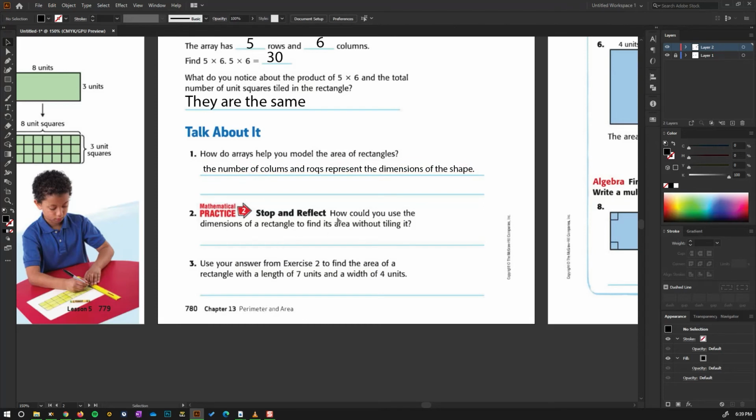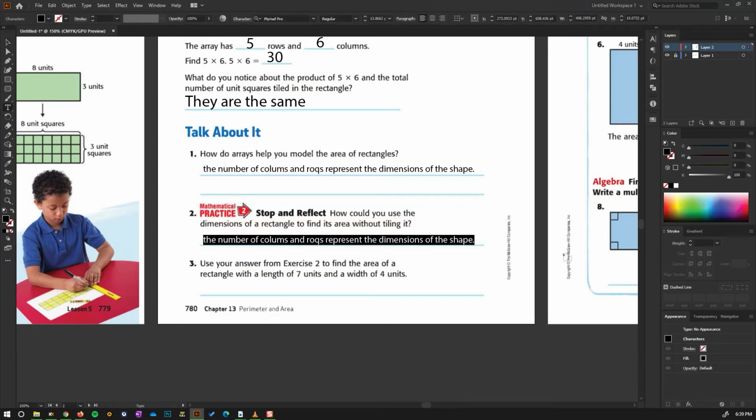Number 2, stop and reflect. How could you use the dimensions of a rectangle to find its area without tiling it? Well, we just talked about it. When you know it's an array, you can multiply to find the answer. And we multiply the length by the width.